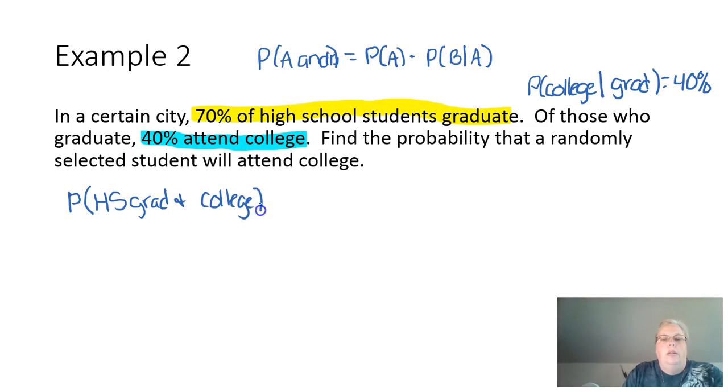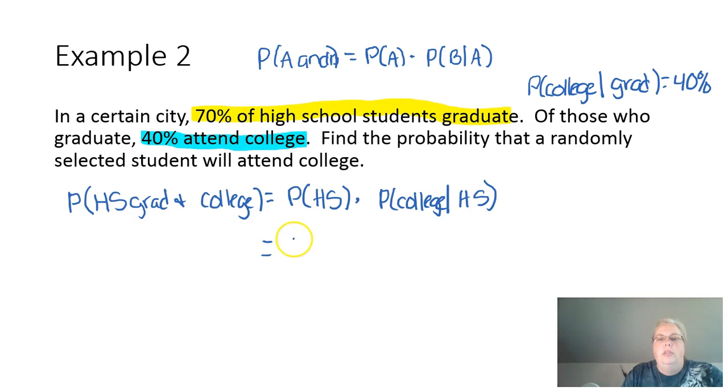Alright. So this is going to be the probability of graduating from high school times the probability of attending college, given that they've already gone to high school and graduated. The probability of graduating high school is 70%, and the probability of going to college, given that you've already graduated high school, is 40%. And so the probability of being a high school graduate and attending college is 0.28.